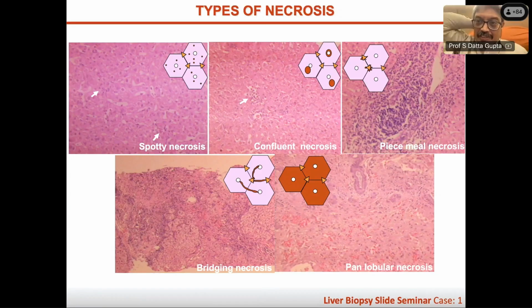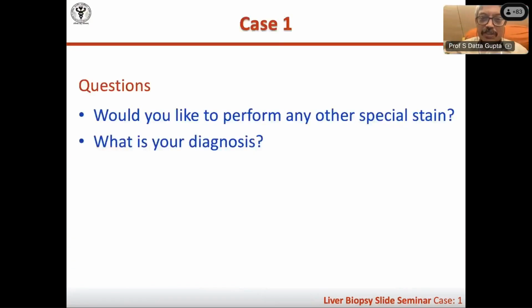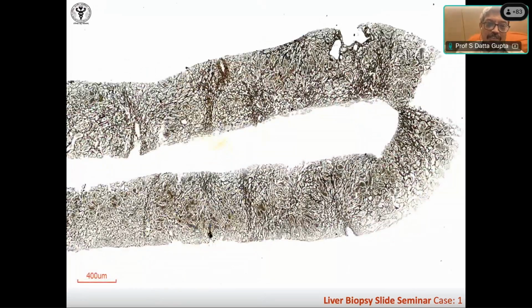Clear? Sir, I have one doubt. Yes, please tell me. So why did we perform the Orsein stain in this case? See, the doubt is, you see in the reticulin, is this fibrosis or not?